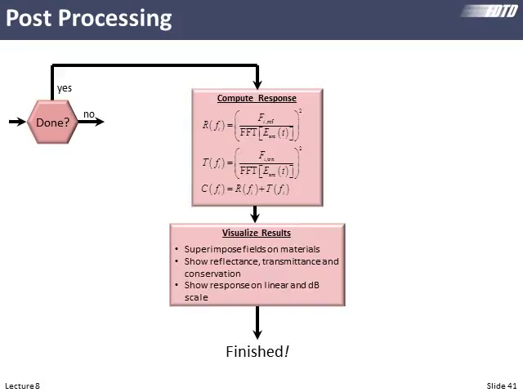And then maybe we want to plot reflection and transmission on a linear scale, dB scale, and maybe there's something else we want to do. This is called post-processing. The simulation's done, we're just number crunching the results. But that's it, then we're finished.